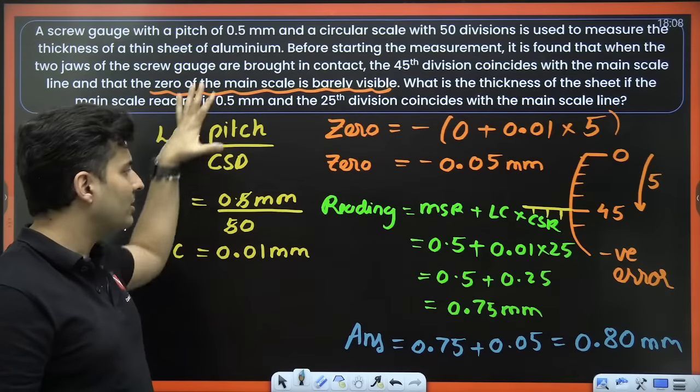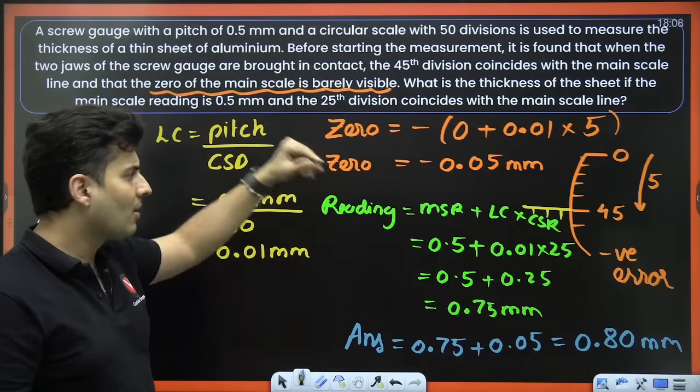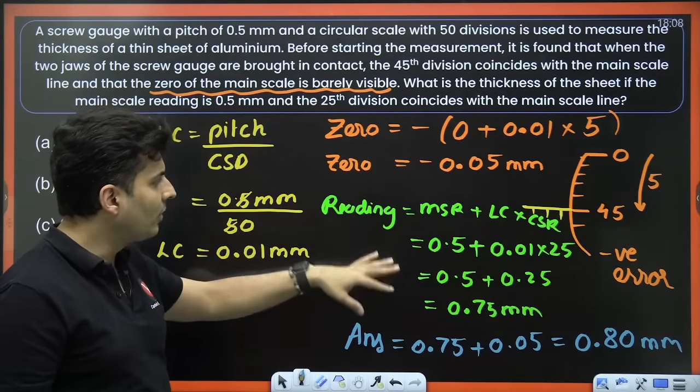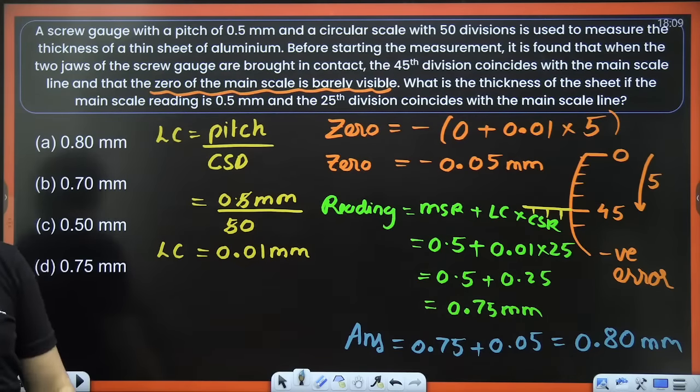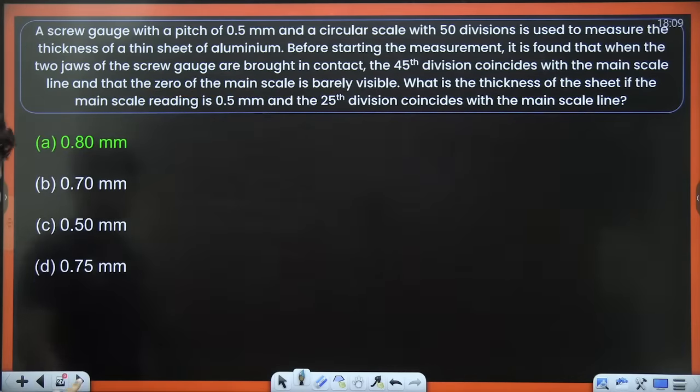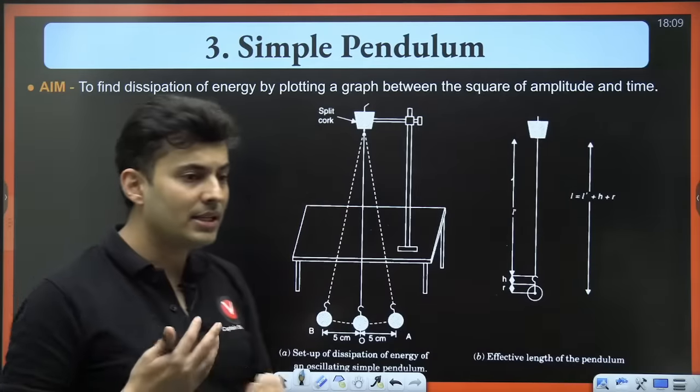But if you follow the steps, finding the least count, then finding the zero error, then finding the reading, then adding or subtracting the zero error, you will reach the final answer. Okay? I think now, these things are much, much easier for all of you.